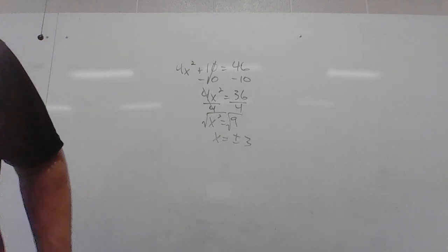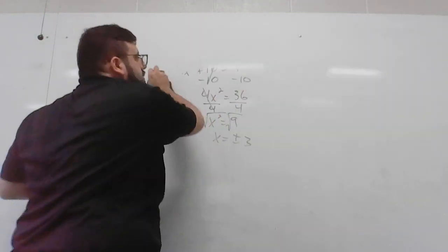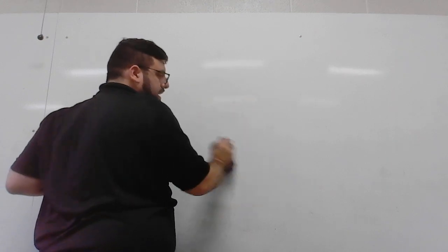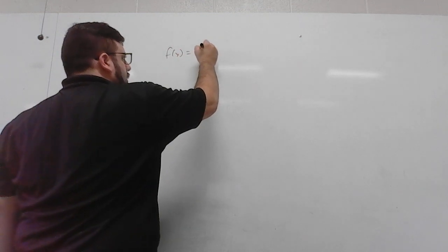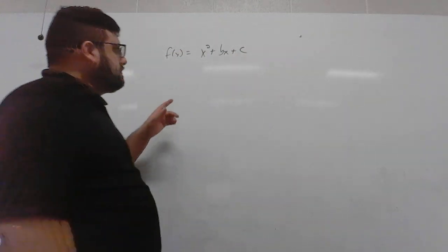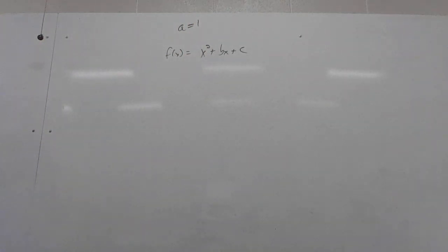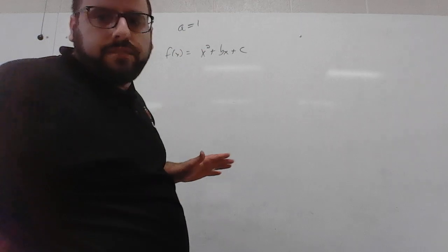But one thing that we can check, there's another way that we can check to see if a quadratic function is a perfect square trinomial. There's a simpler way to do that factoring process. If I let f of x be x squared plus bx plus c, keep in mind I'm using this particular form with a being 1, and there is a reason for that.